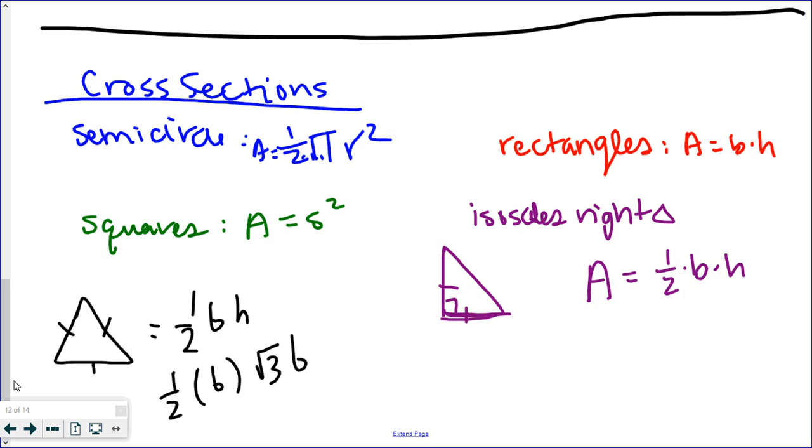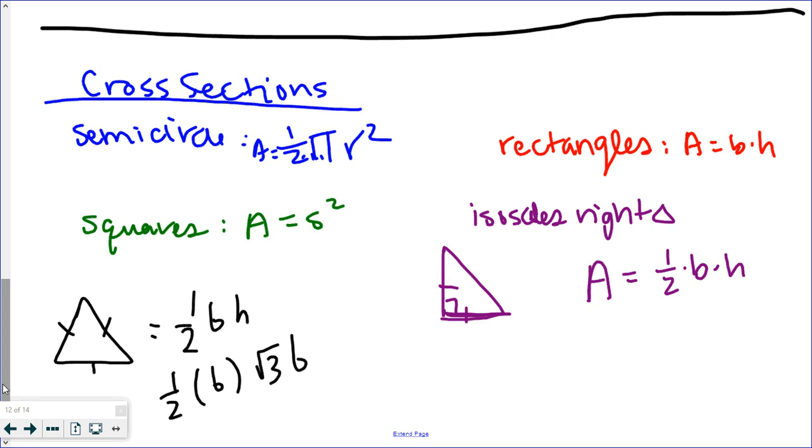Okay. Now, just a couple cross-sectional equations that you might need to know: semicircle, rectangle, squares, isosceles triangles. I'll probably know those four. You don't necessarily need to know equilateral triangle. There's maybe a couple examples like that, but we'll do that in class together.